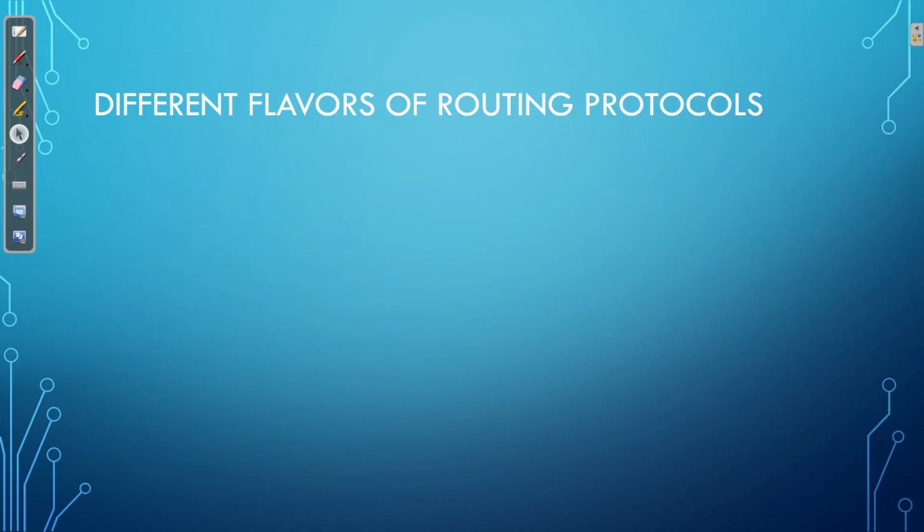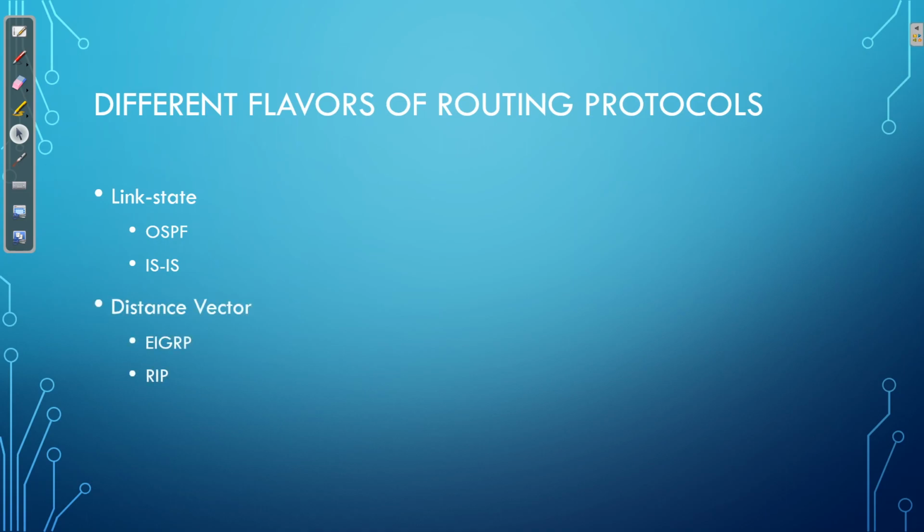Now, let's have a look at the different types of routing protocols. So we have link state. Some examples are OSPF and ISIS, that's intermediate system to intermediate system. ISIS would be used in a data center or service provider environment. OSPF can also be used in a service provider environment, but typically OSPF is used in an enterprise environment.